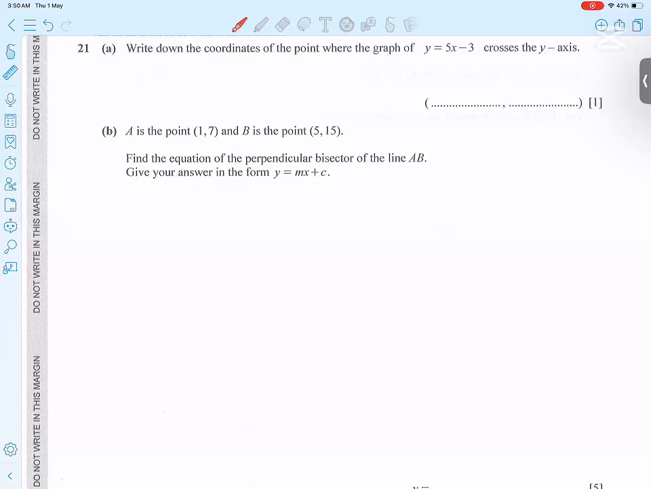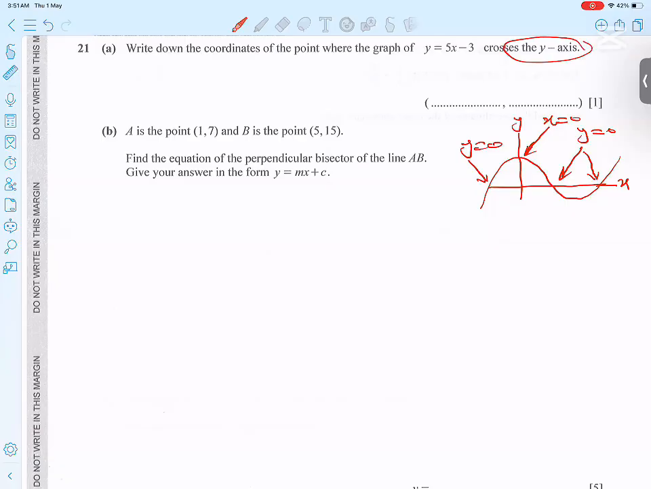So question number 21, we have students, write down the coordinates of the point where the graph crosses the y-axis. Do you know, students, I will just give you this concept. Just imagine the curve cuts this way. So at this point, when it cuts the x-axis, y is confirmed 0. But at this point, x is equal to 0. So when it cuts the x-axis, y is 0, and when it cuts the y-axis, x is 0.